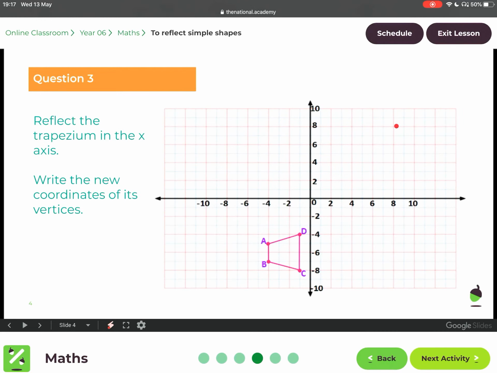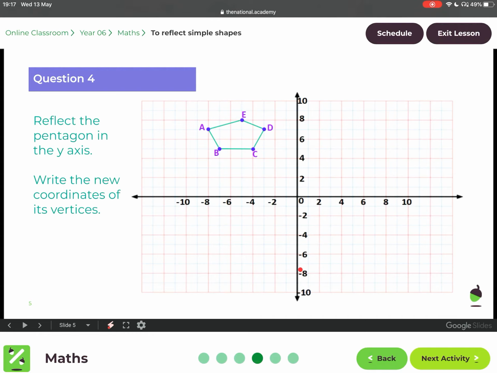Question 3. Reflect the trapezium in the x-axis. Write the new coordinates of its new vertices. Sorry, the coordinates of A would be 4, -5. B would be 4, -7. C would be 1, -8. And D would be 1, -4.